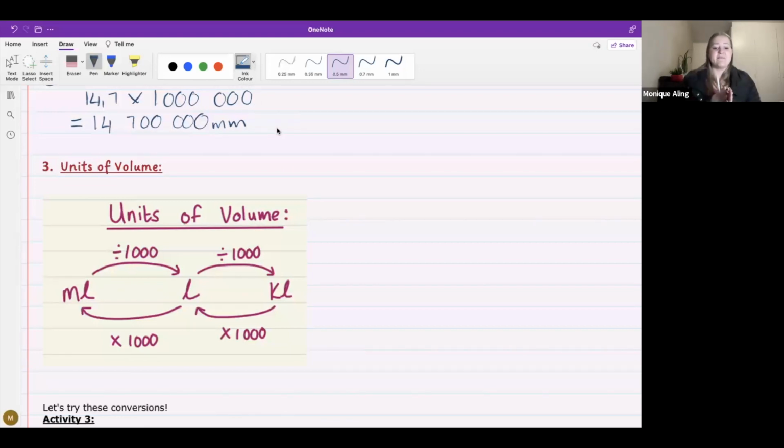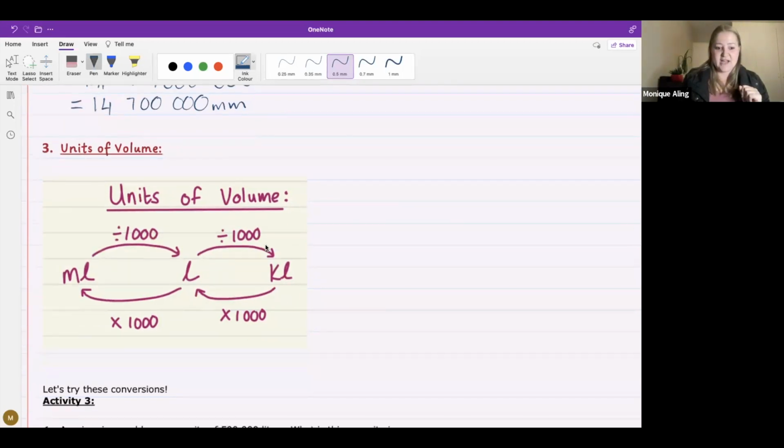Okay, so we've got our milliliters, liters, and kiloliters. That always rings a bell when it comes to water tariffs. But again, a nice, simple, easy diagram or conversion. It's divide by 1,000 or times by 1,000. So it's 1,000 units between each of them. Going from small to big, we divide by 1,000. The big unit to the smaller unit, we times. So same as the previous diagram.